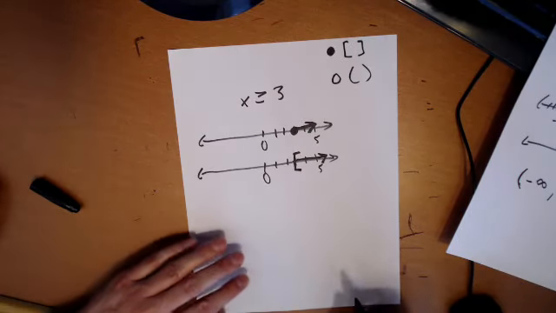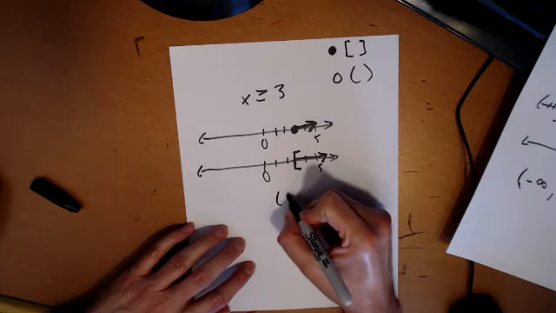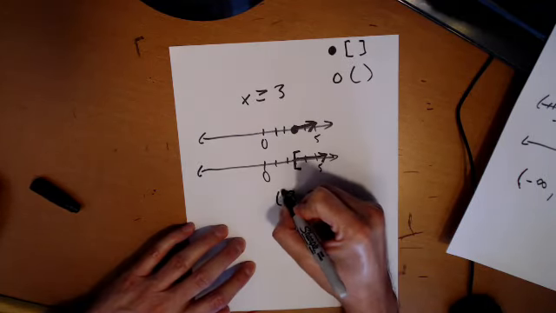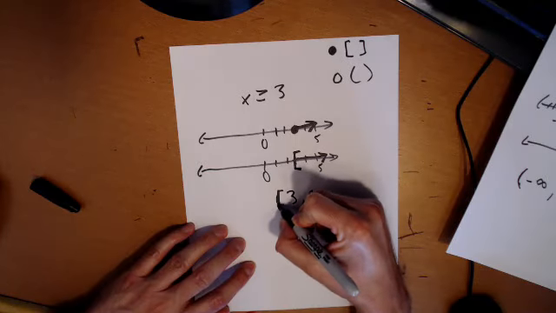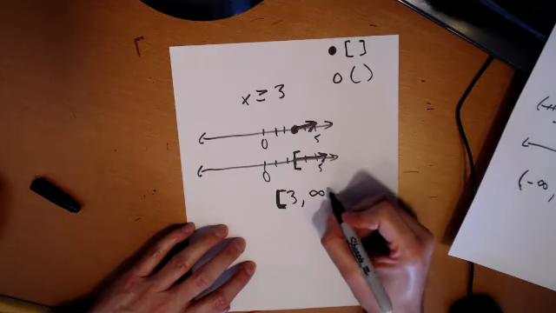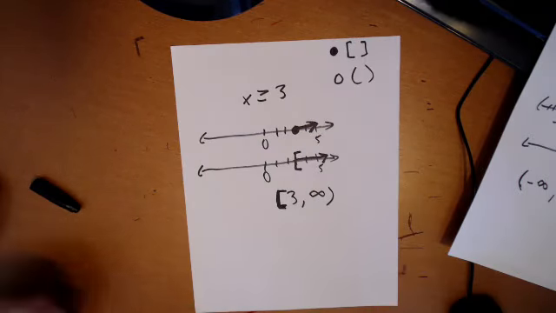Okay. And then in interval notation, we're doing all the numbers from 3 all the way out to infinity. Bracket, because we're including the 3. And then the infinity we can never touch, so parenthesis.